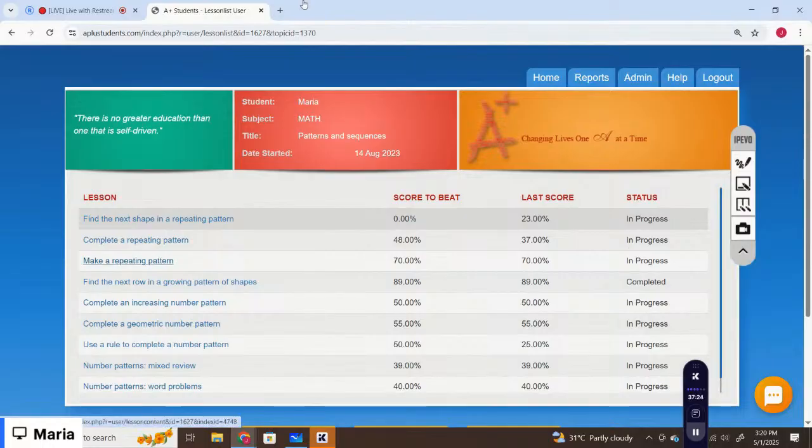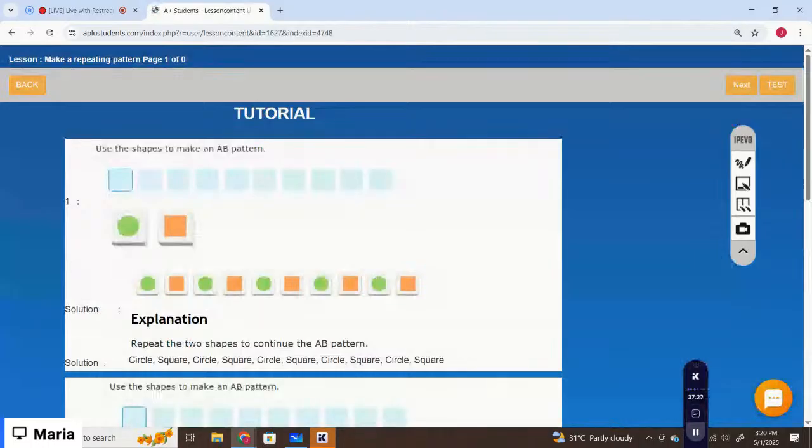The next lesson is make a repeating pattern. Use the shapes to make an A-B pattern. So the AB shape pattern means circle and square, circle and square.